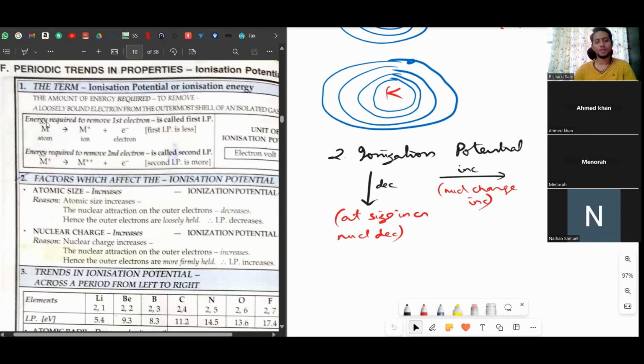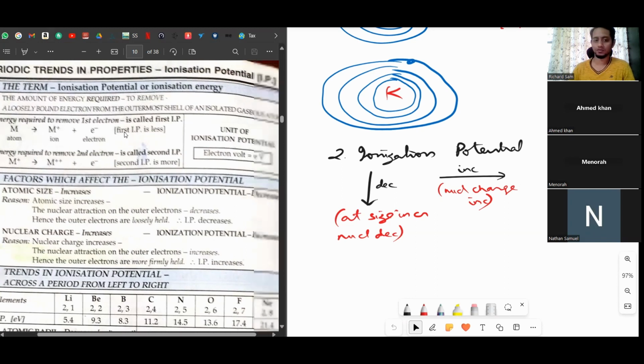So here they're saying, suppose an atom has to remove two electrons to become stable. To remove the first electron, the ionization potential is less. You don't need so much energy. But to remove the second electron, you need more ionization potential. It's harder to remove the second electron than the first electron.